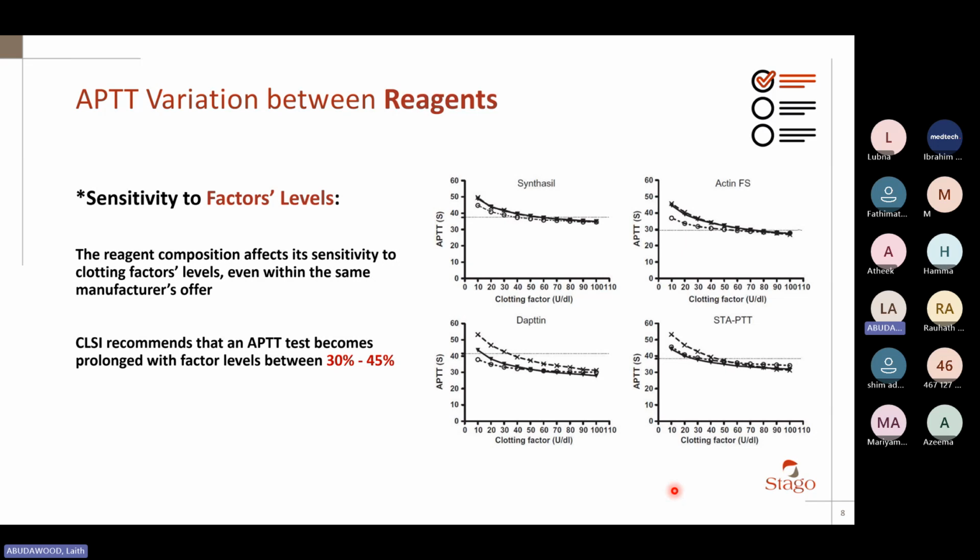If your APTT is prolonged, this tells you that something is wrong with hemostasis, but there is nothing wrong with hemostasis. That's why CLSI said 30 to 45%, not more. More is way too sensitive, unnecessarily. Less than 30%, it's way too poorly sensitive, okay? So balance is great in this case. Not too much more, not too much less.